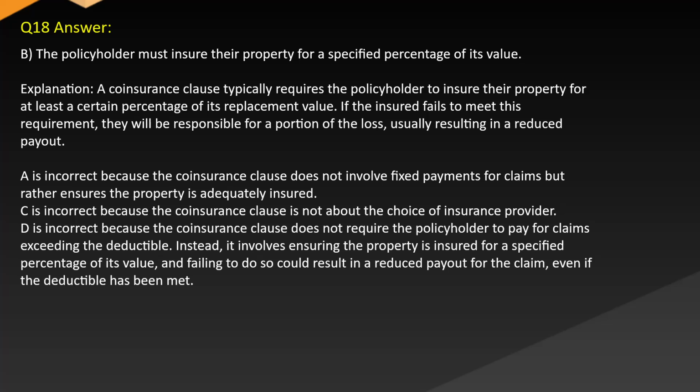A is incorrect because the coinsurance clause does not involve fixed payments for claims, but rather ensures the property is adequately insured. C is incorrect because the coinsurance clause is not about the choice of insurance provider. D is incorrect because the coinsurance clause does not require the policyholder to pay for claims exceeding the deductible. Instead, it involves ensuring the property is insured for a specified percentage of its value, and failing to do so could result in a reduced payout for the claim even if the deductible has been met.